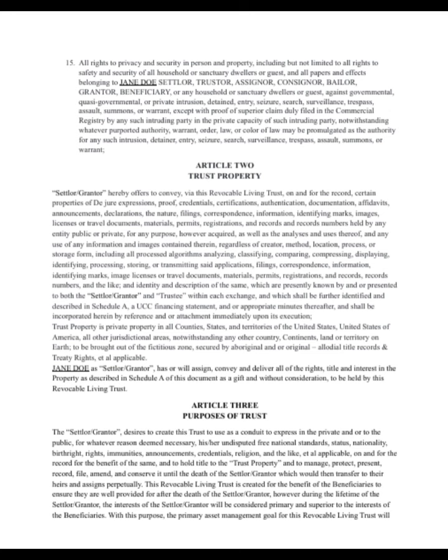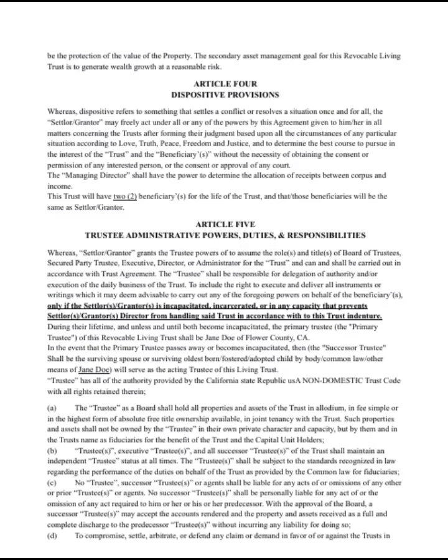This revocable living trust is created for the benefit of the beneficiaries to ensure they are well provided for after death. The settlor grantor, however, during the lifetime of the settlor grantor, the interest of the settlor will be considered primary and superior to the interest of the beneficiaries. With this purpose, the primary asset management goal for the revocable living trust will be protection of the value of the property. The second asset management goal for the revocable living trust is to generate wealth growth at reasonable risk.